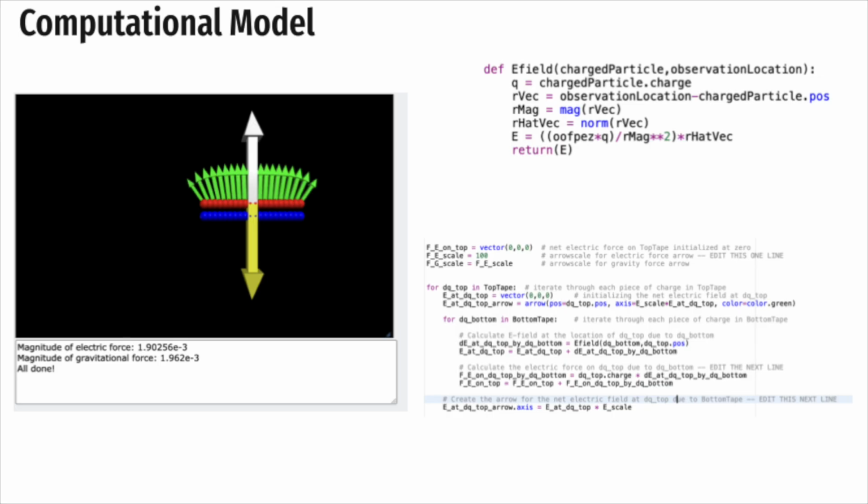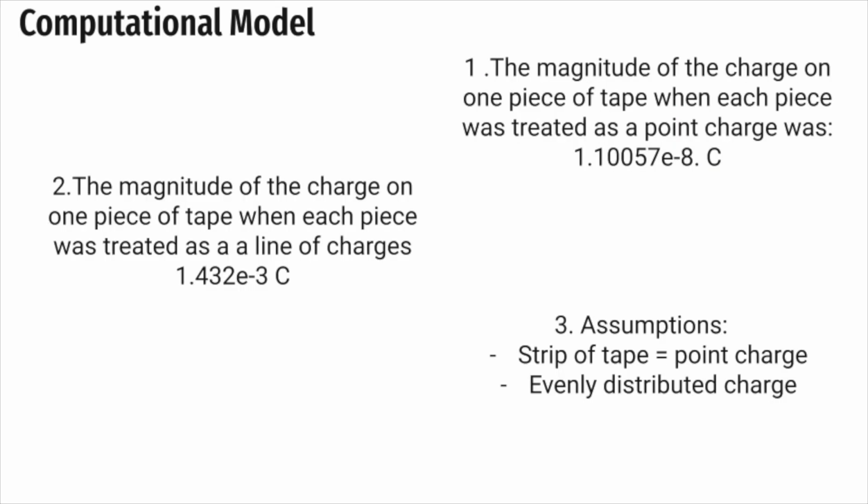From there, I changed course and represented the tape instead as a string of point charges, with the charge of the tape evenly distributed. Through the concept of superposition, I was able to find a new estimation in a diagram of the simulation and found that a charge of 2.5 times 10 to the negative 8 coulombs was needed for the tape to float. Now let's discuss the questions regarding the simulation.